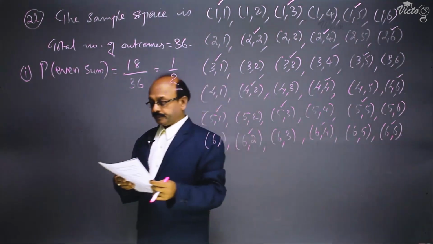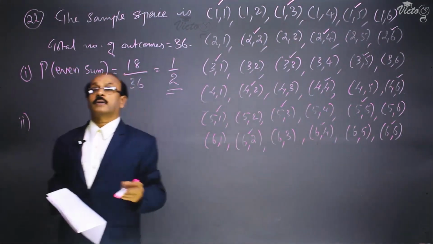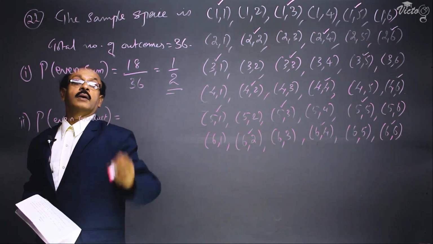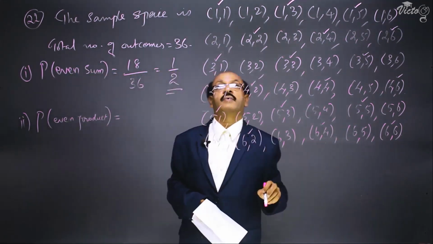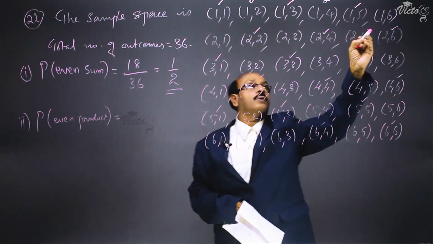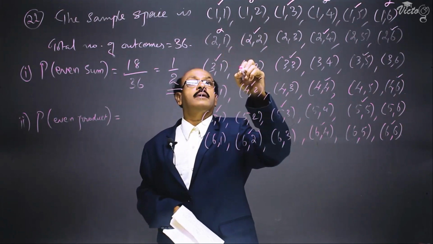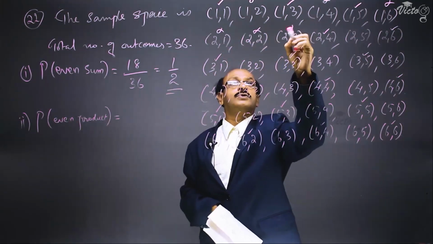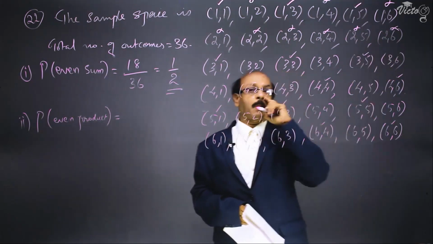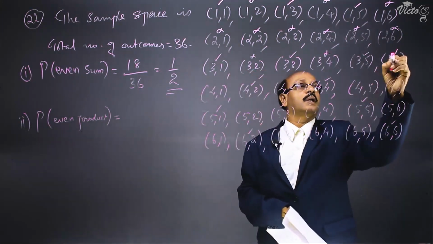Second part is we have to find the probability of getting an even product, that is, on multiplication we should get an even number. 1 into 2, 1 into 4, 1 into 6. 2 into 1, 2 into 2, 2 into 3, 2 into 4, 2 into 5, 2 into 6. 3 into 2, 3 into 4, 3 into 6.